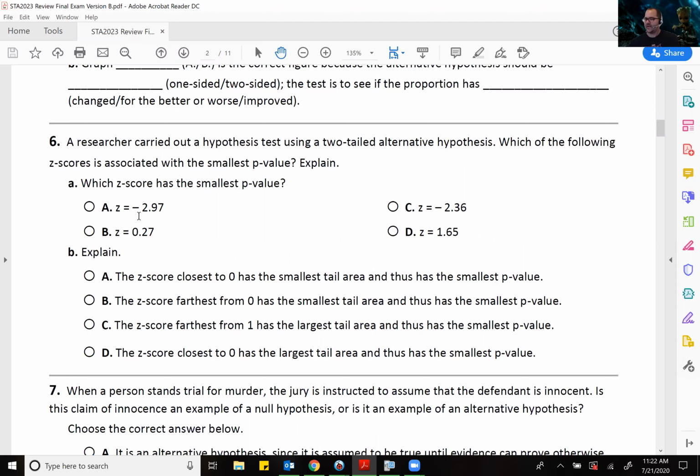And there we go on that. So part B says, explain. And that's just what we talked about. We need something that says the z-score has to be furthest away from the mean.